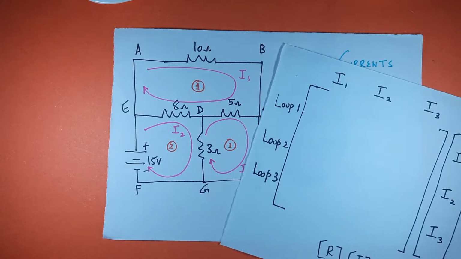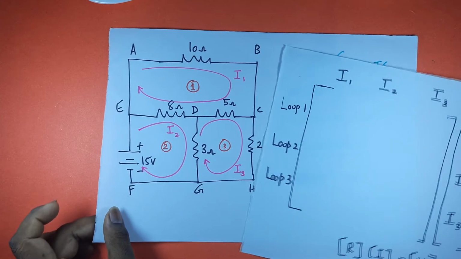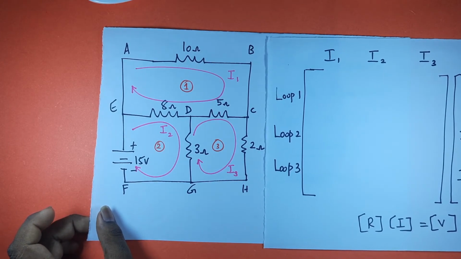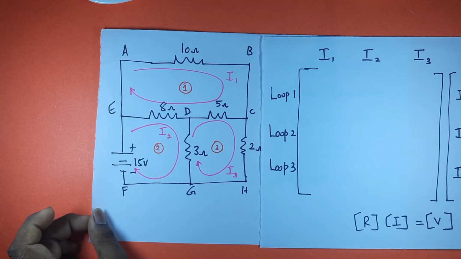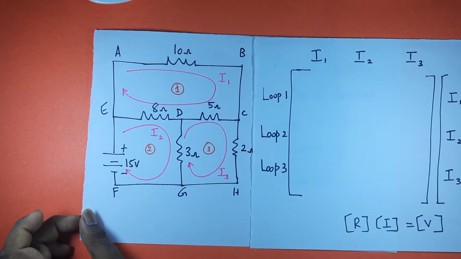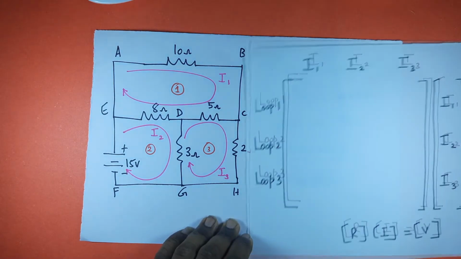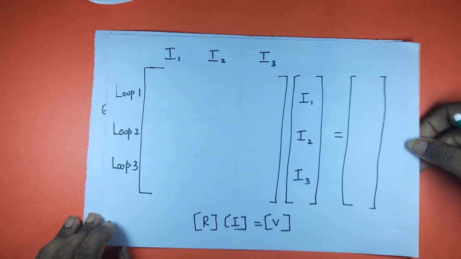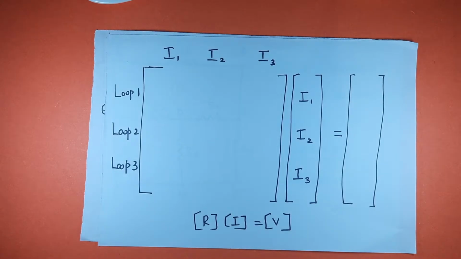form the matrix. I hope you will be able to see this, right? May not be fully. First I will show this. What we are using is this formula, this equation, R matrix multiplied by I matrix equal to V matrix. So this is my R matrix, this is my I matrix, this is my V matrix.